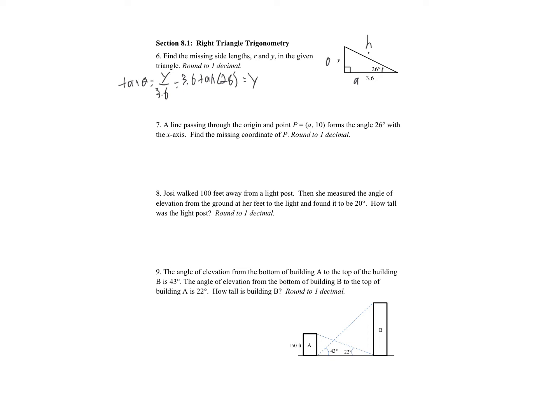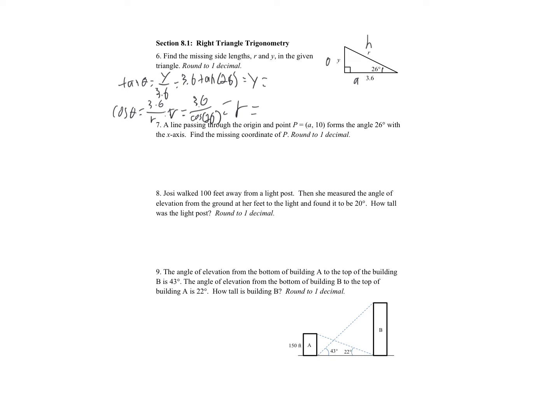And then next we would have to find our r. We know we have an adjacent side, and we want to find our hypotenuse, so that'd be adjacent over hypotenuse, which is cosine. Cosine equals adjacent, so our adjacent is our 3.6 over our r, so we multiply by r and divide by the cosine, so we know r would be equal to 3.6 over cosine of 26 degrees, which equals r.